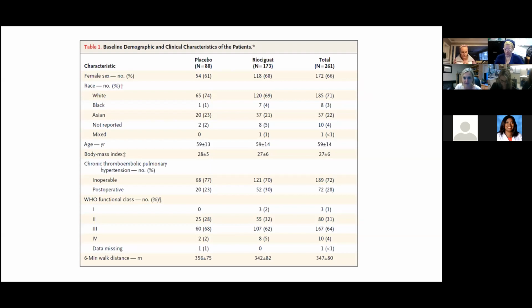Females and males were about equally represented, 70% of patients had inoperable disease, and most patients had functional class 3 symptoms. You can see that patients in both groups walked about 315 meters in 6 minutes. Just for reference, a healthy patient should walk about 650 meters, so about half of what people normally walk.